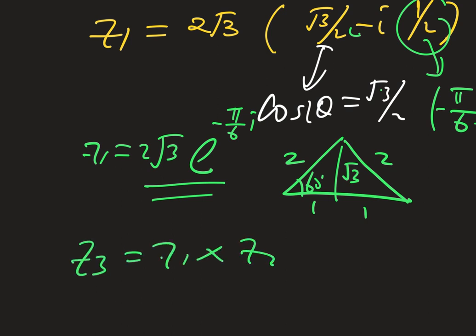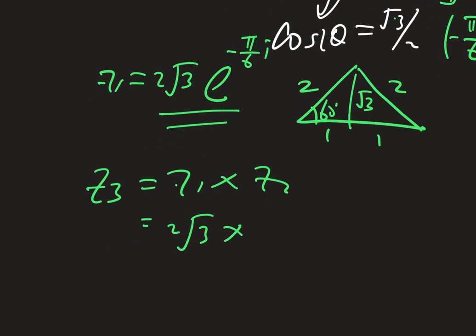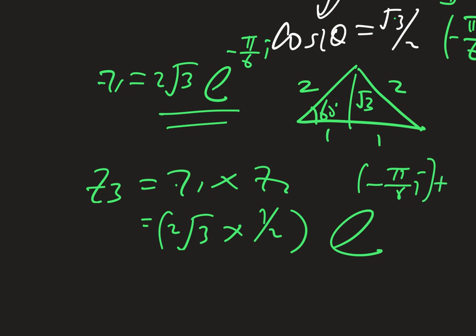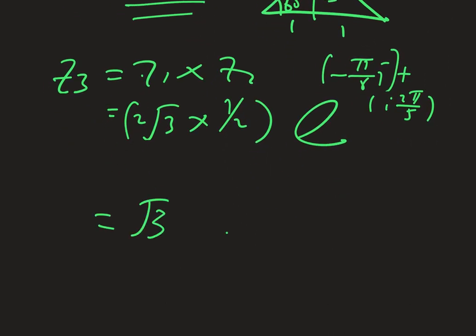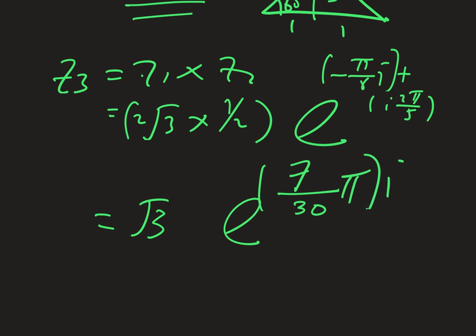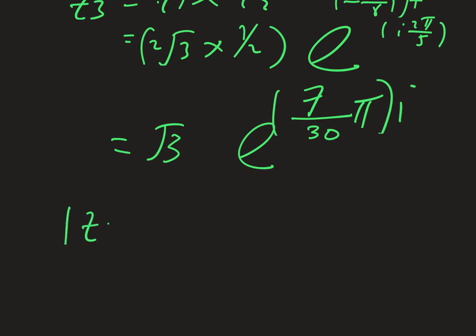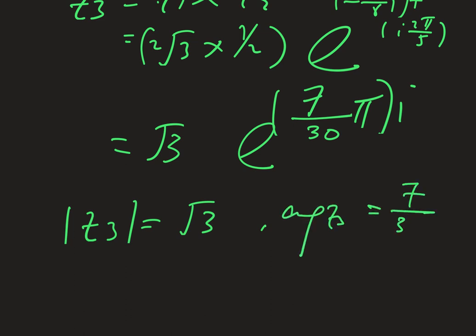So z3 equals z1 times z2, which is also equals to 2 square root 3 times, just now z2 is what? 1 over e, right? And then the angle is minus pi over 6 i, and then plus i 2 pi over 5. So we can easily manipulate this, it becomes square root 3 e, okay, 5 and 6, so it's the 30, right? Then 6 times 2 is 12, 12 minus 5 is 7. So easily speaking, modulus of z3 is square root 3, and argument of z3 is 7 pi over 30. You cannot use calculator, very difficult.